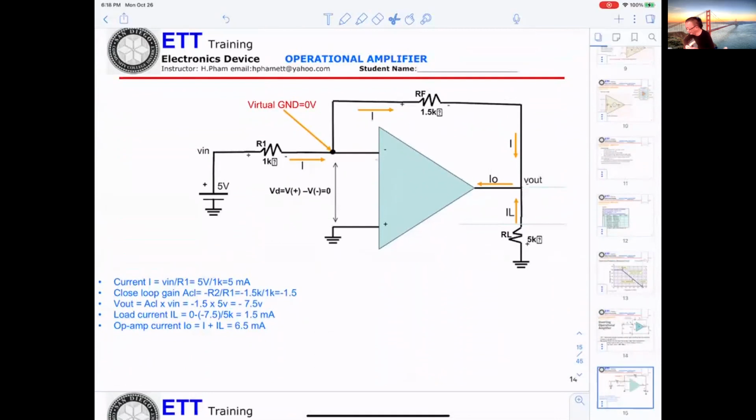Now for this circuitry here, current I will be equal to V in divided by R1. V in is 5 volt, R1 is 1K. So that's why you get 5 milliamp. Closed loop gain ACL equals minus RF over R1. So here they say R2, however, this is supposed to be RF.